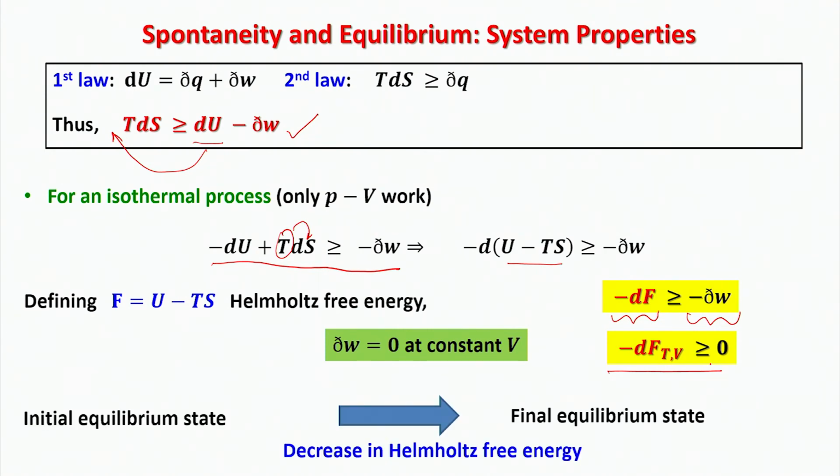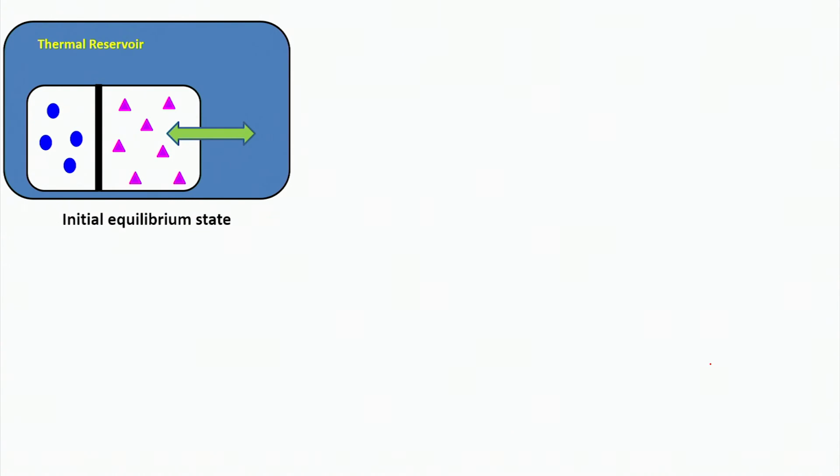So, what we are trying to say here is that when the system is maintaining thermal equilibrium and passing from an initial equilibrium state to a final equilibrium state, it will spontaneously do so in the direction where minus dF_T,V is greater than 0, which means that a spontaneous change in state will be associated with a net decrease in the Helmholtz free energy. So let me take this example and explain.